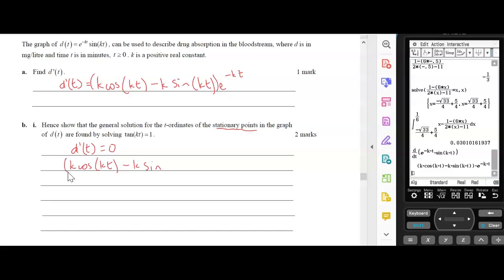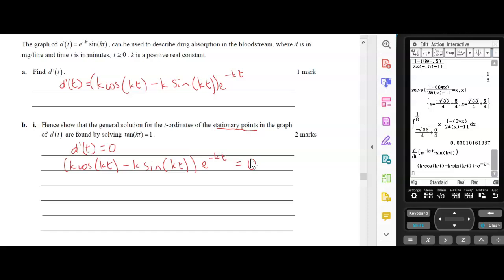So all around this, not that last one because I haven't finished, sine kt, and then we've got e to the negative kt. All right, so just be careful not to forget your brackets because that would have been completely wrong. So what that actually means is we can think of the concept of the null factor law.